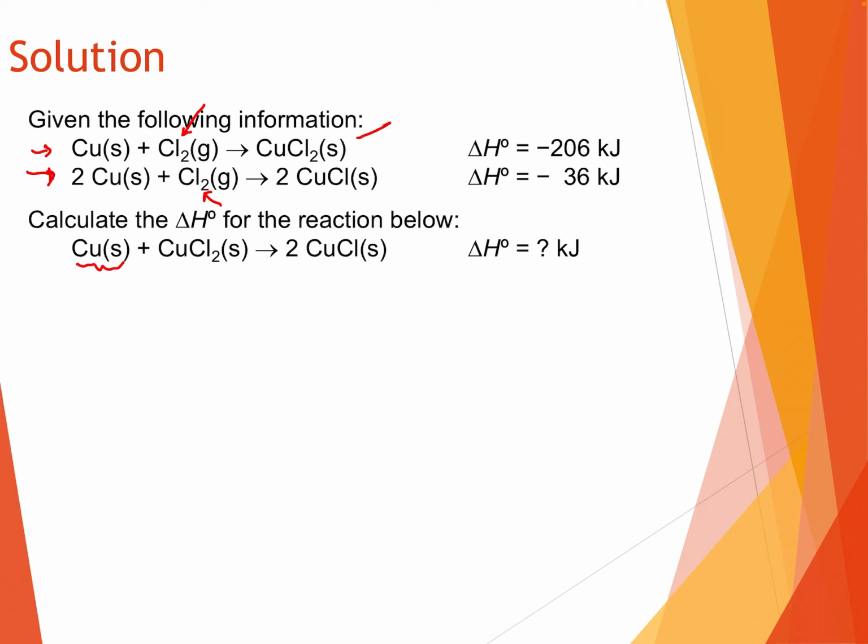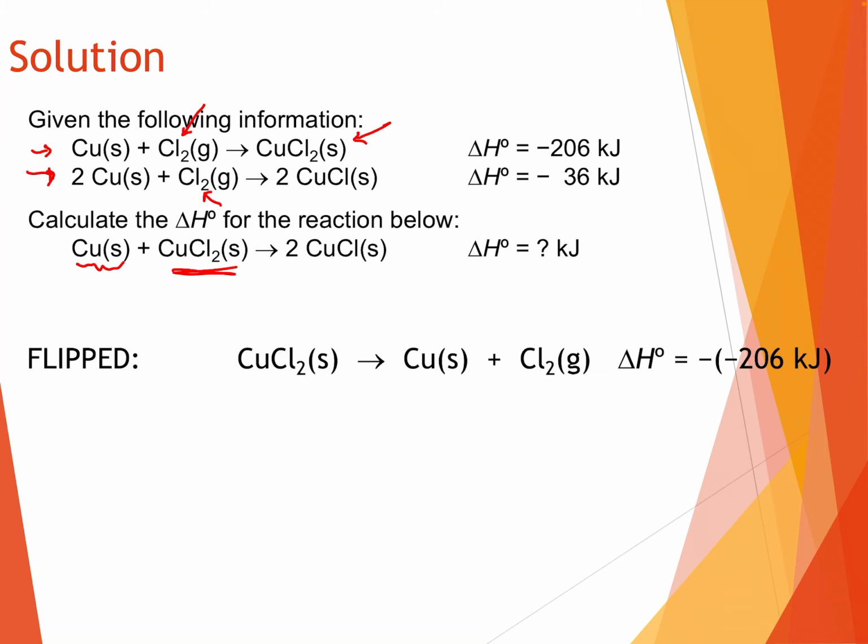So let's look at copper 2 chloride here. Copper 2 chloride is on the wrong side. We have the right number of copper 2 chlorides, we have one of them, and that's what we needed in our overall reaction here, but it's on the wrong side. It's on the product side, and we need it to be on the reactant side. So that's telling us that we need to flip this first reaction so that our copper 2 chloride ends up on the reactant side. So there we go, we flipped it. And when we flip it, we need to also flip the sign. So that negative is going to become a positive.